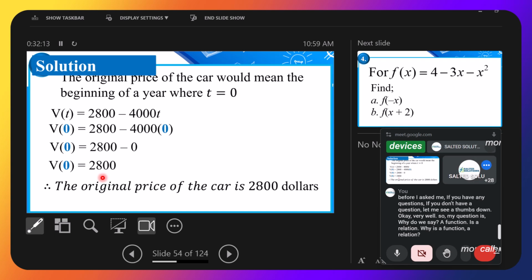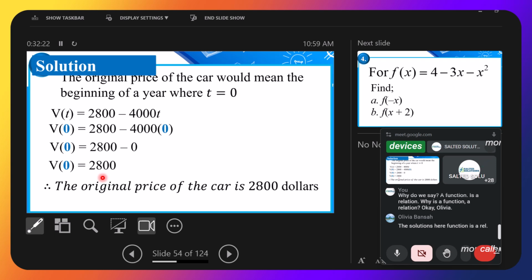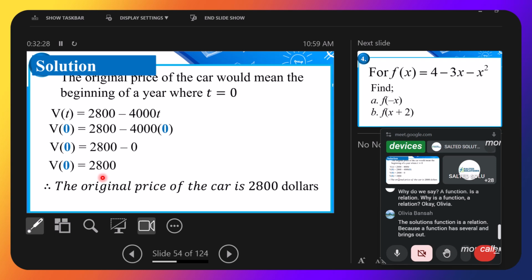Okay, Olivia. That's why we say a function is a relation: a function has several inputs and brings out one output. Each input is related to one output. In a one-to-one relation, one number in the domain goes to one number in the codomain. And in a many-to-one relation, a lot of numbers in the domain go to one number in the codomain. So that's why we say function.